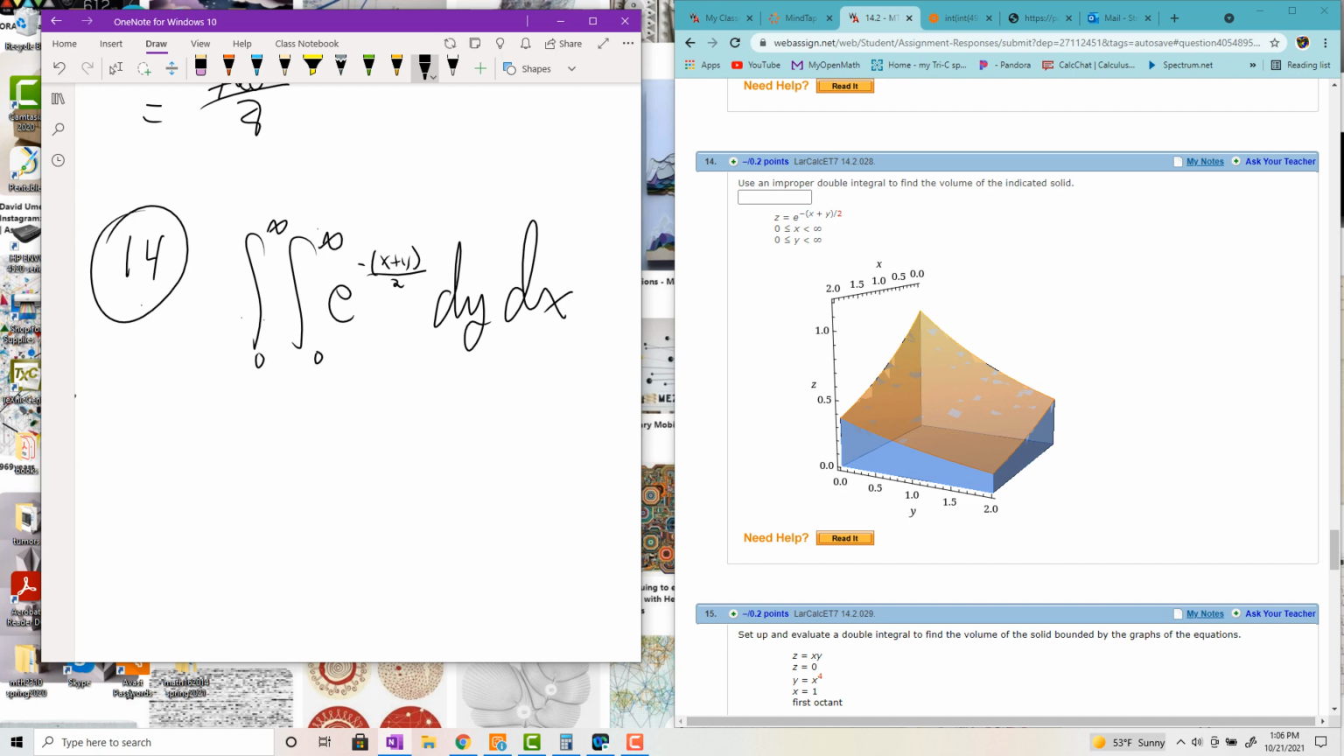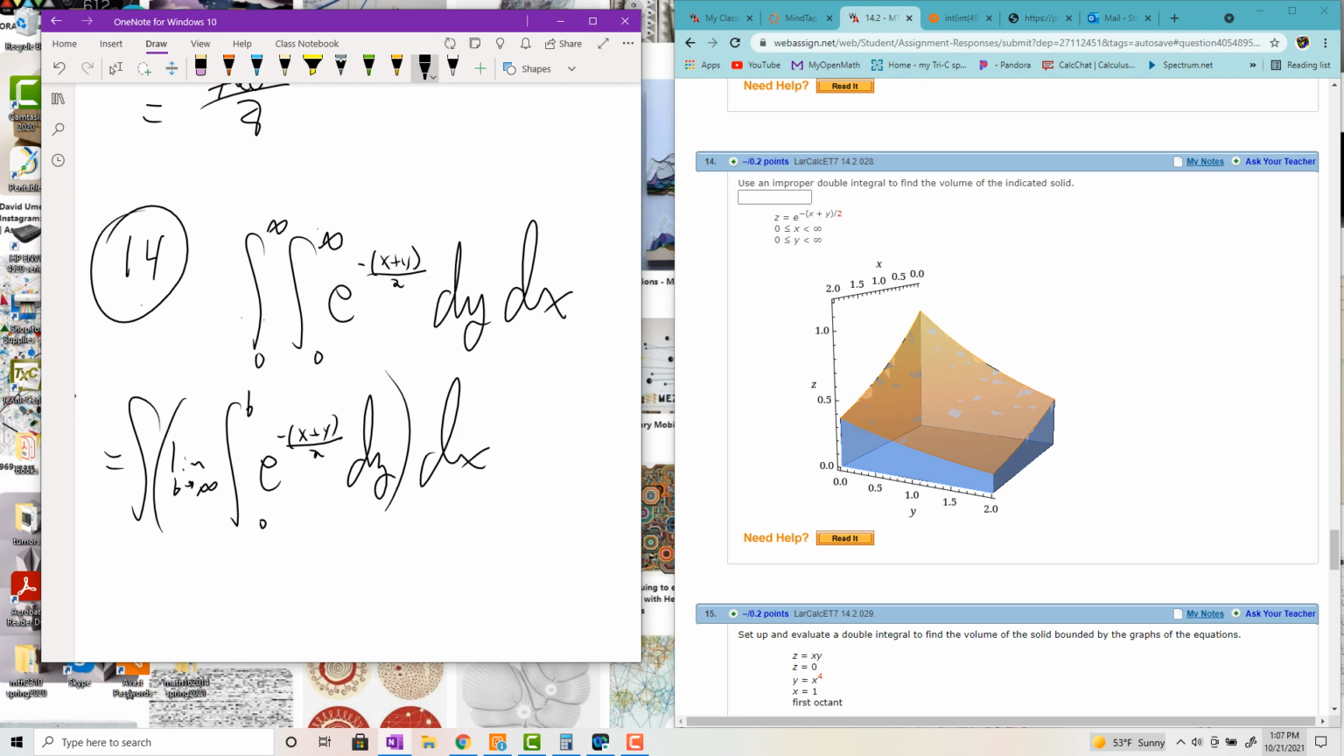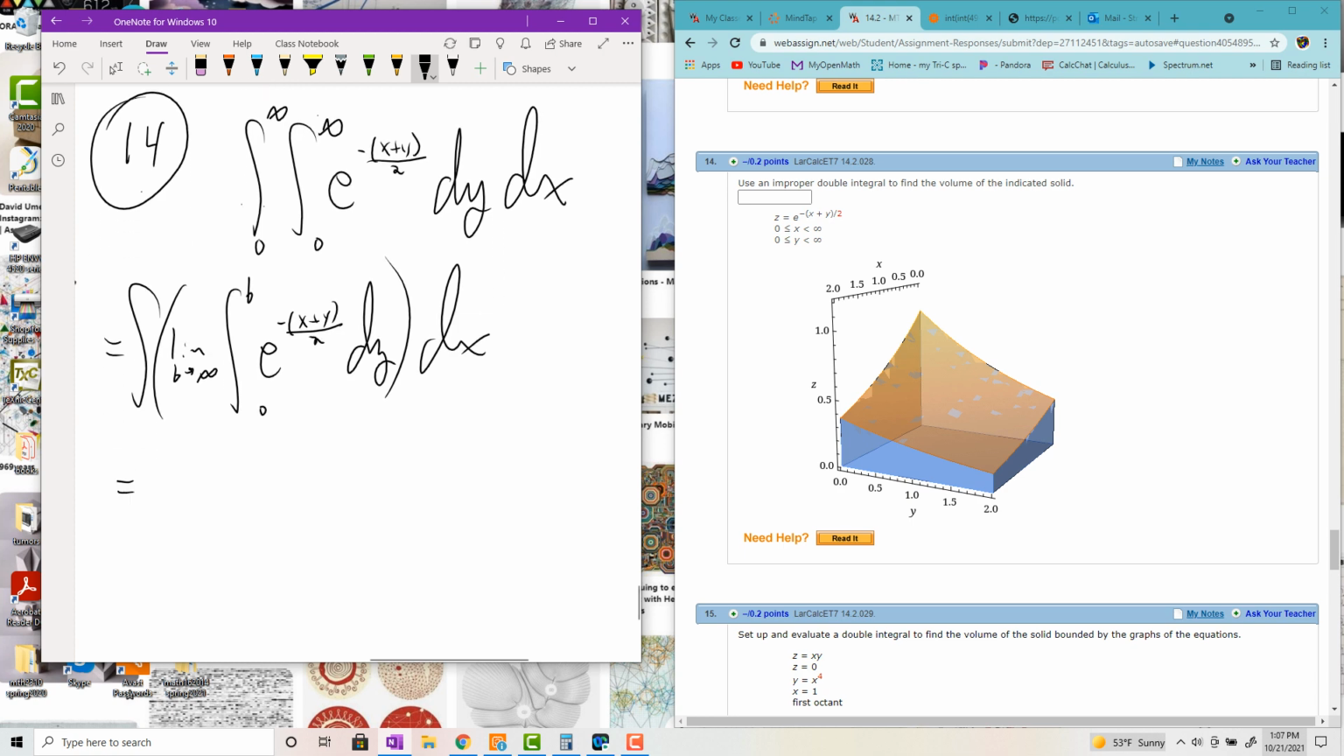So the way you handle these is basically two improper integrals. So we have a limit as b goes to infinity of the integral from 0 to b of e to the negative x plus y all over 2 dy dx. Okay, so you need to kind of figure out that inner integral if it can be figured out. So I have the integral of, you could do a u sub, but you're going to get a negative 1/2 and then negative 2 popping out. So limit as b goes to infinity.